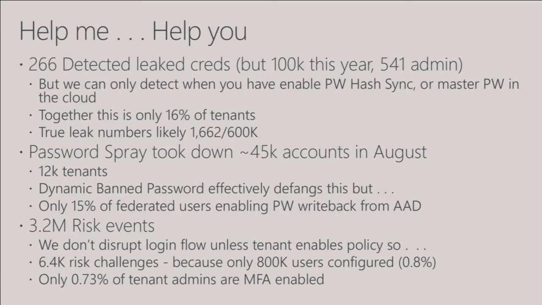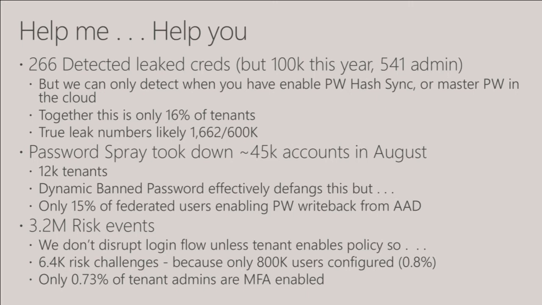We could tell you, you've got to be listening, right? So we need password hash sync turned on. The true leak numbers are therefore much worse than what we're seeing, right? Password spray took down 45,000 accounts in August, none of which had to go down if they were using our password protection. Password write-back would prevent a lot of those attacks because we can intercept the bad passwords and make them spray-proof. And then the risk events, this is a really scary one.